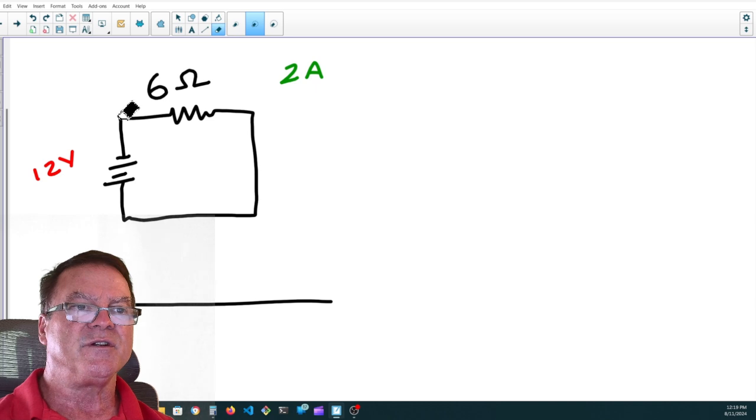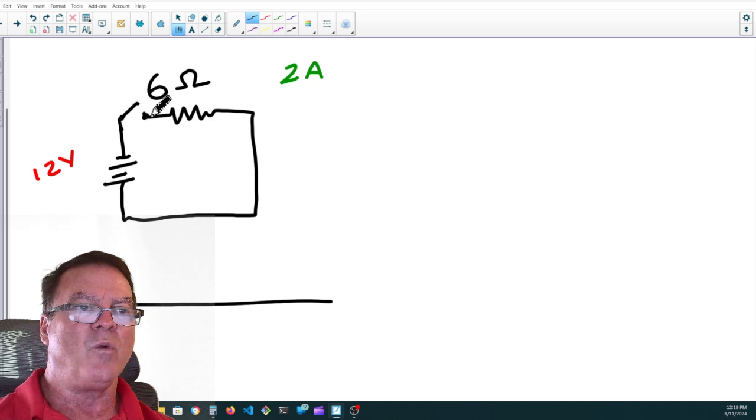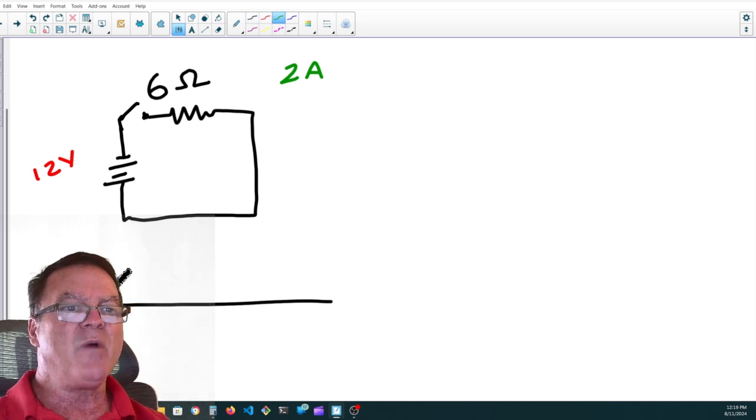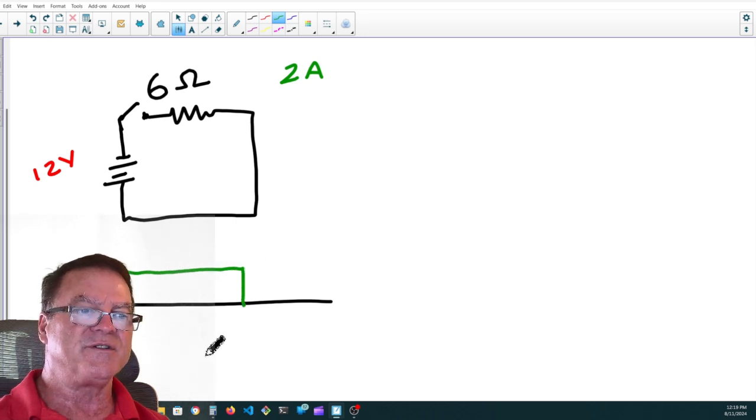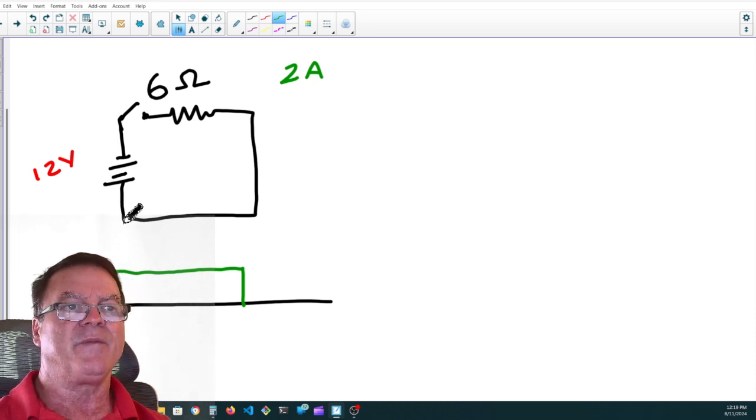Let me put a switch in here. There, so now we have a switch. So when we close the switch, we'll have 2 amps flowing. As soon as we close the switch, it's going to climb to 2 amps, and it's going to stay at 2 amps. When we open the switch, it's going to fall to 0. That's the current flow in this circuit.